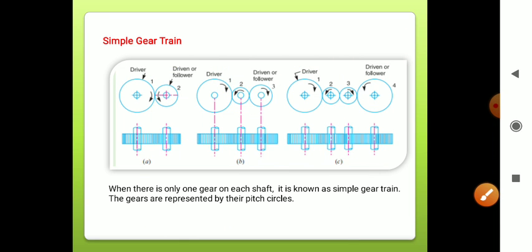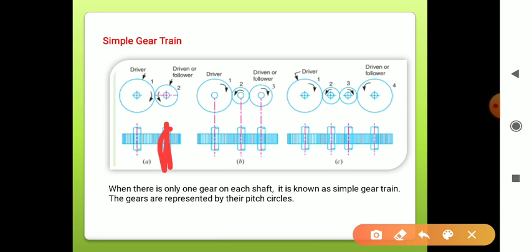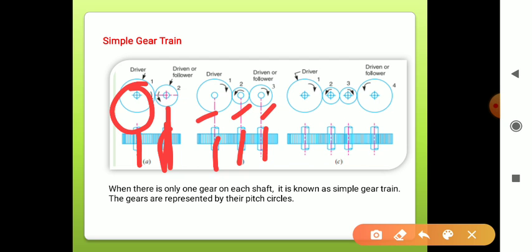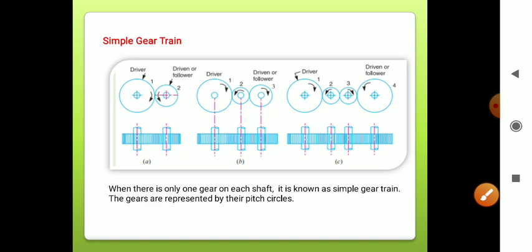See here, when there is only one gear on each shaft, it is known as a simple gear train. These gears are represented by their pitch circles. That means in a simple gear train, only one gear is on each shaft. On this shaft only this gear will be there, on this shaft only this gear will be there, and on this shaft this gear will be there. On a single shaft, a single gear will be there. This is nothing but a simple gear train.